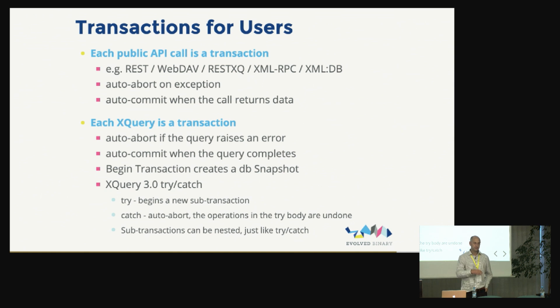Okay? So if you want to try and make a web request and store a document and that fails, you can recover from it without modifying the database in any way by wrapping things in try-catch. And you can nest try-catch, obviously, in XQuery, so we allow you to nest sub-transactions. So you can sort of go arbitrarily deep with these sub-transactions as well.